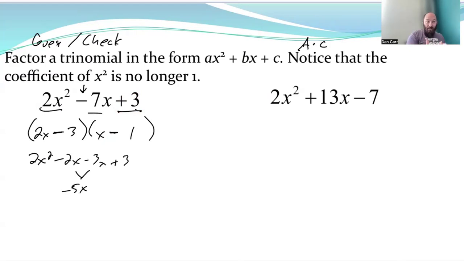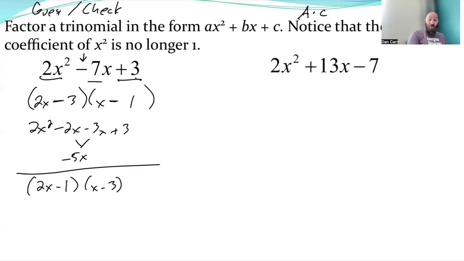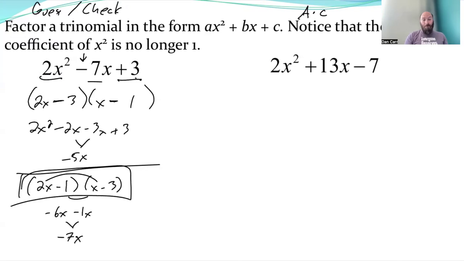So that's where the guessing comes into play and then my checking. So now I have to actually just do this. 2x minus 1 and then x minus 3. If I distribute this out, I get negative 6x, negative 1x, and then I come together as negative 7x. So this is my correct factoring here.